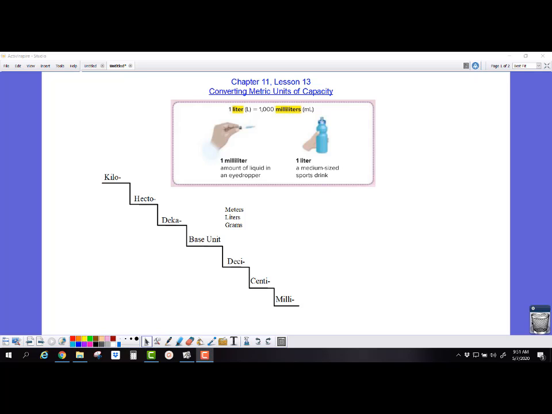Welcome back. We're here for another lesson on converting metric units. This time we're talking about capacity, and capacity is the amount of liquid that will fit into something.